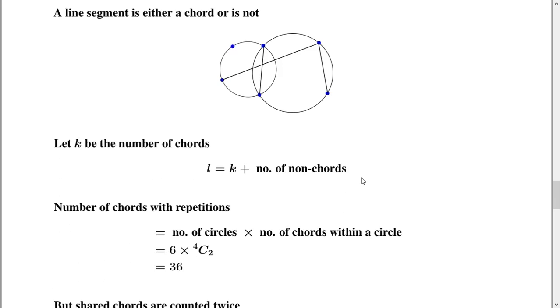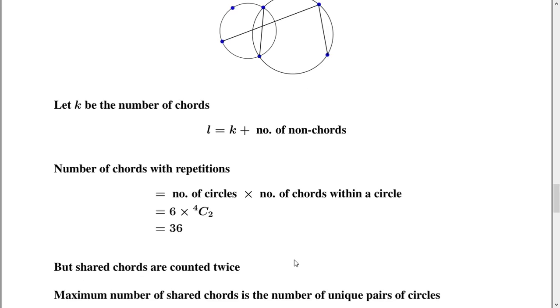Now the total number of chords, including the repetitions, is the number of circles times the number of chords within a circle. This is 6 and this is 4C2, because you can have 4C2 chords in each circle. It's just a matter of choosing 2 points out of 4. And this is 6, and therefore the number of chords with repetitions is 36.